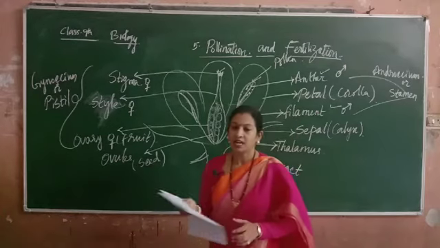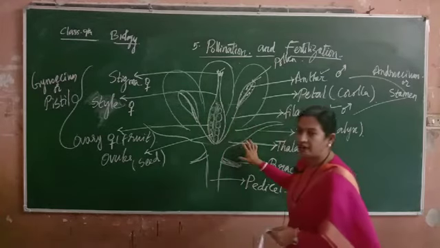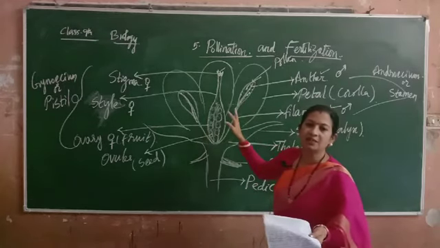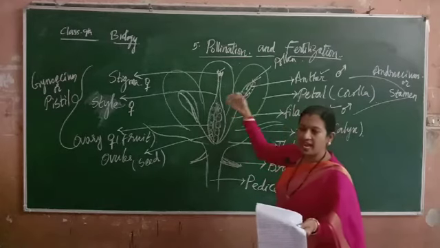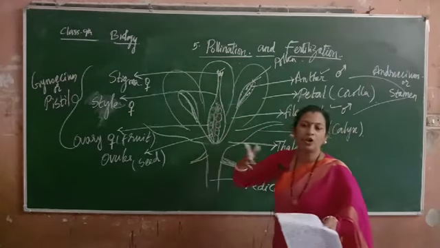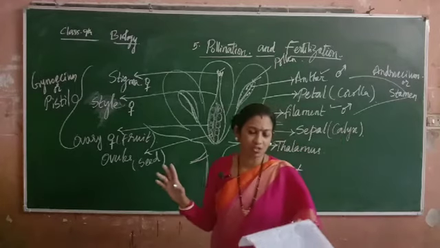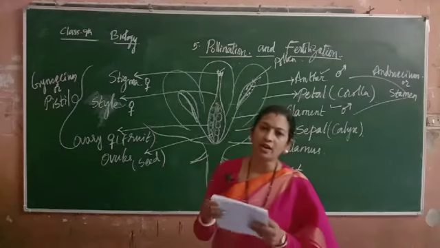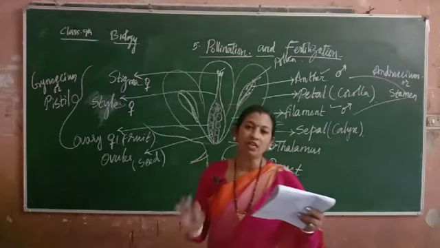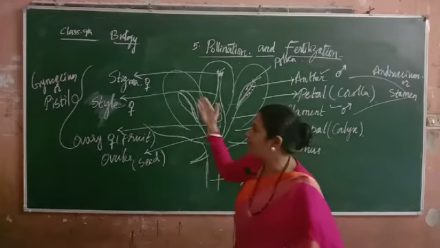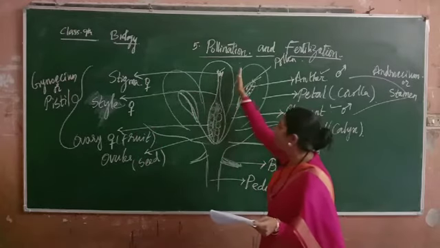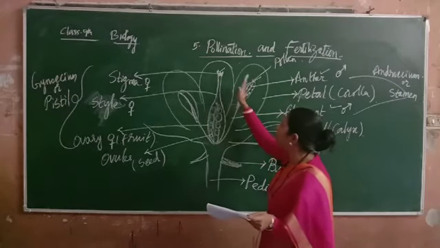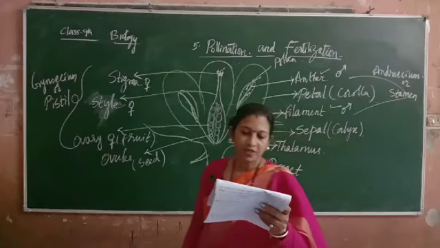Then self-sterility. Though this is a bisexual flower, maybe the stamen is not mature or the flower is sterile. Sterile means if the pollen of the same flower falls on the stigma, it may not go for fertilization. So that is called self-sterility. Next is hercogamy. In hercogamy, the pollen cannot reach the stigma of the same flower because of some mechanical barrier. There is some structure which does not allow the pollen to fall on the stigma of the same flower.